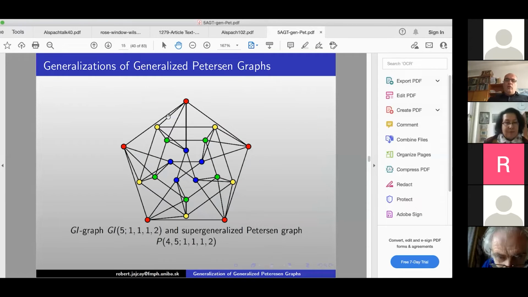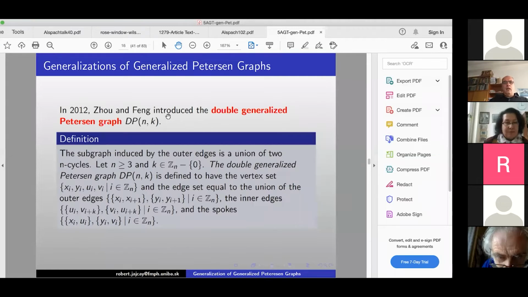Okay, so instead of checking the definition, here is one example. This is an example that's both a GI graph and a super generalized Petersen graph. It looks a little more chaotic than the generalized Petersen graphs, but it's very clear that there will be many symmetry properties and things that one can check for.